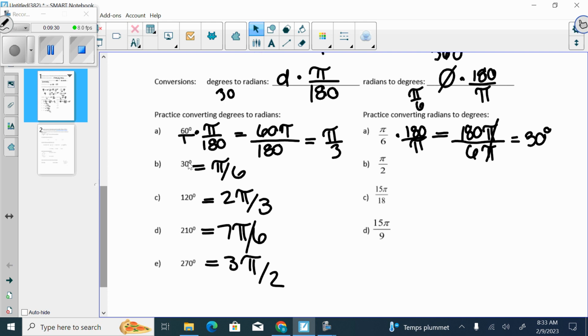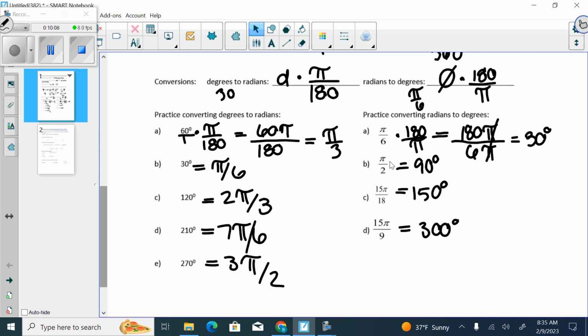All right? I'll give you guys a second to convert the next few, and we'll check our answers together here in just a moment. Okay, so how many degrees was pi halves? 90 degrees, good. And 15 pi over 18? Good. And 15 pi over 9? 300 degrees. Very good.